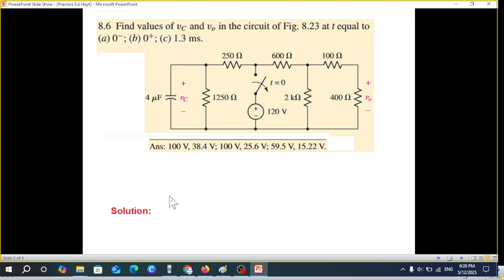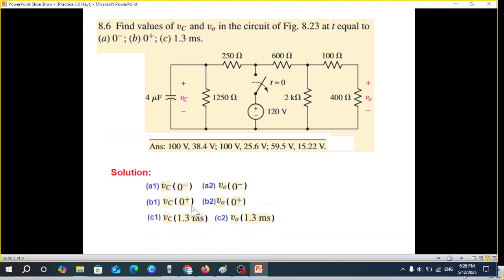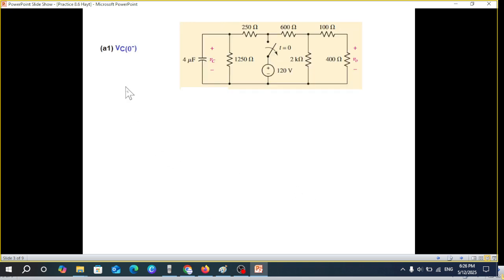What I have done is I have divided this into different parts. Part A, this one, I'm writing as part A1 and A2. In part A1, I'll find VC, and in part A2 I will find VO, and similarly the other two. So let's find the first part, VC0.